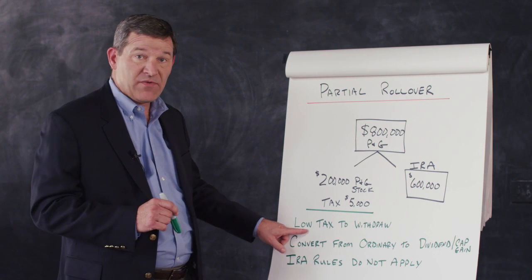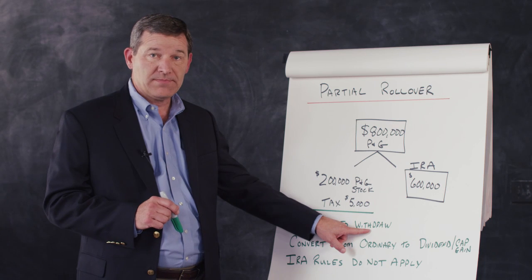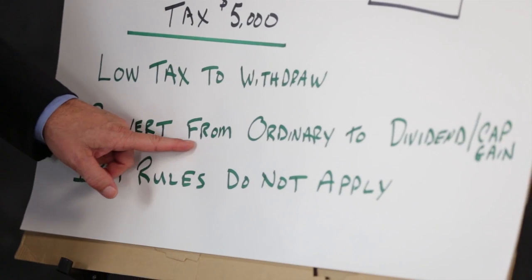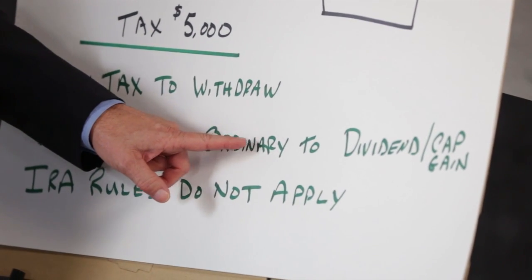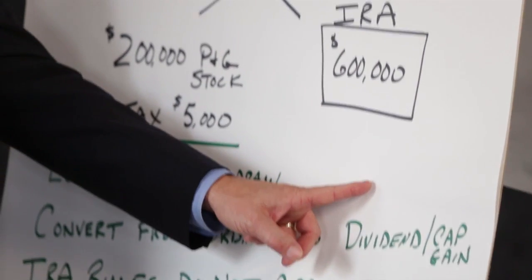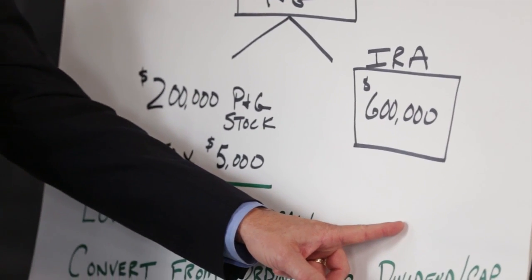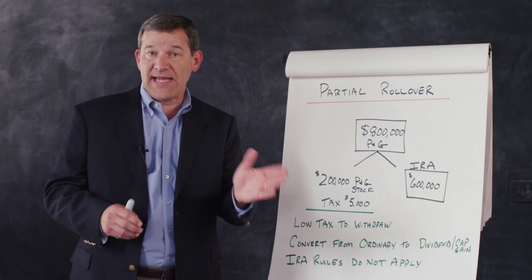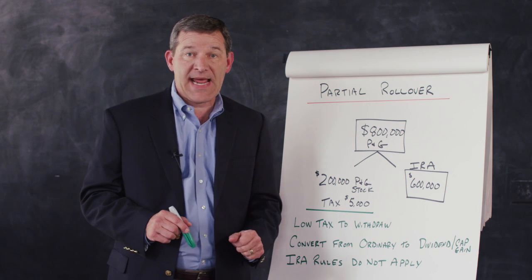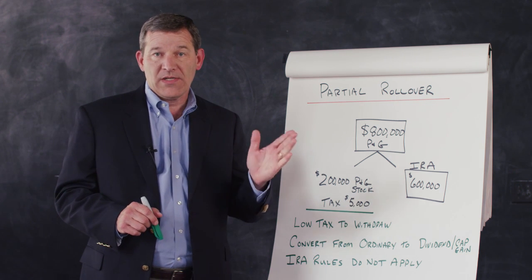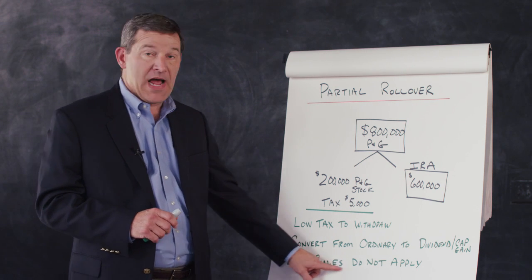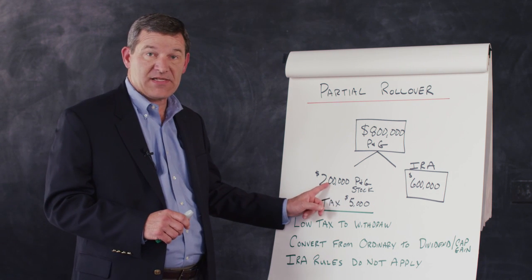The advantages then, of course, are much lower tax to withdraw on the part that's over this side. We've converted it from ordinary income to dividend and capital gain. Again, remember, every dollar you take out of the IRA is subject to ordinary income tax rates, and those rates are 10% to 39%, where the dividend and capital gains tax is much lower, 0% to 20%. And the IRA rules do not apply to this side.